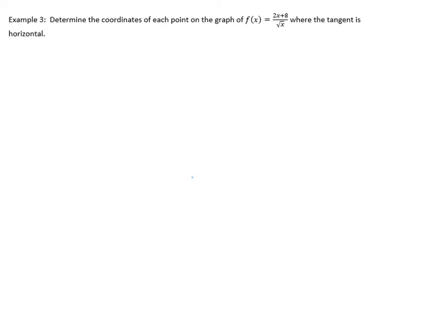Okay, now let's determine the coordinates of each point on this graph, again u and v, where the tangent is horizontal. So we want u prime v minus u v prime over v squared because it's quotient rule. And what we eventually want to do is equate it to 0, because we want to know horizontal. This is when m equals 0.